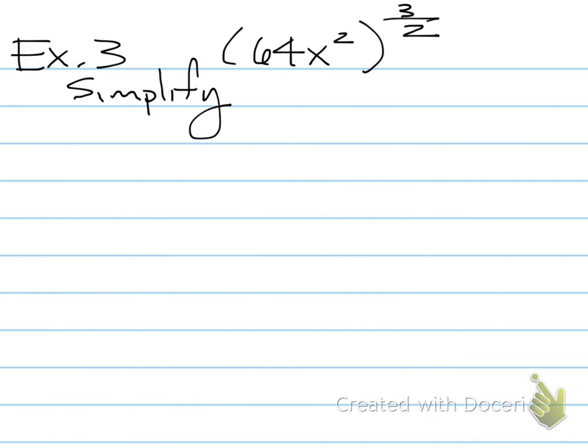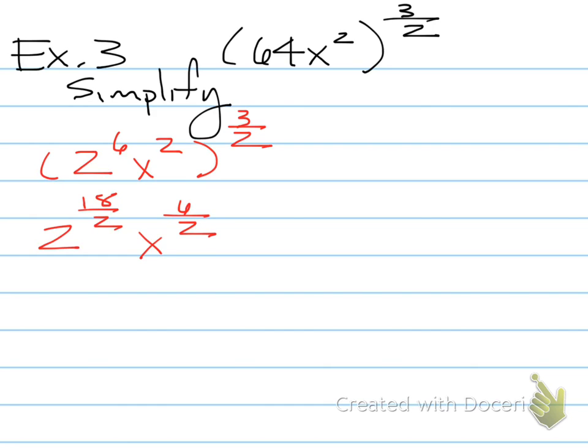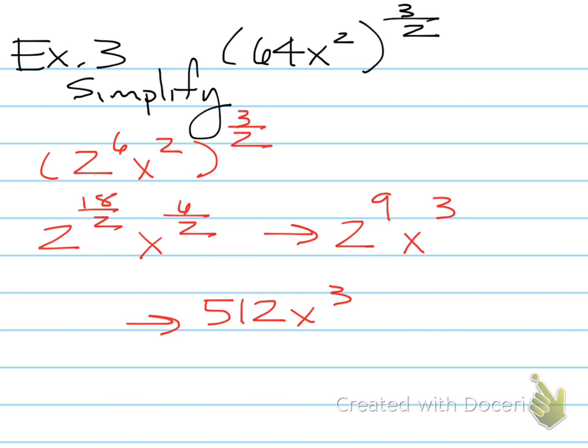And then here we want to rewrite 64 as 2 to the 6th power. Raise 2 to the 6th to the 3/2 power. And we're going to multiply 6 times 3/2 to get 18 halves. X squared raised to the 3/2 power is going to be 2 times 3/2 or 6 halves. Simplify both exponents, we get 2 to the 9th times x to the 3rd, and we can calculate 2 to the 9th to be 512.